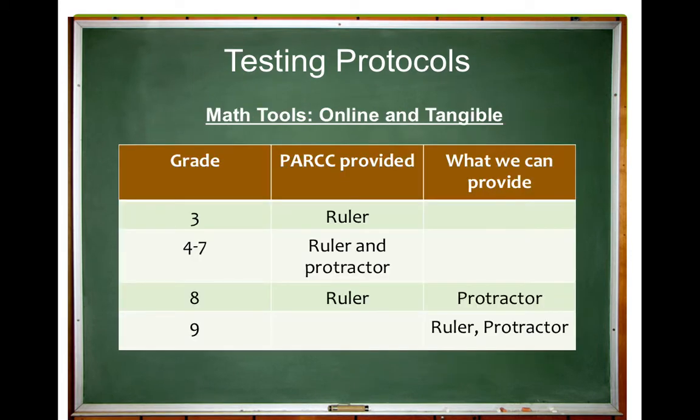There are a number of materials that PARCC will provide students. Rulers will be provided by PARCC for students in grades 3 through 8. Protractors will be provided by PARCC for grades 4 through 7 as well. For grade 8, a protractor may be provided by the school. At the 9th grade level, rulers and protractors may be provided by the school.